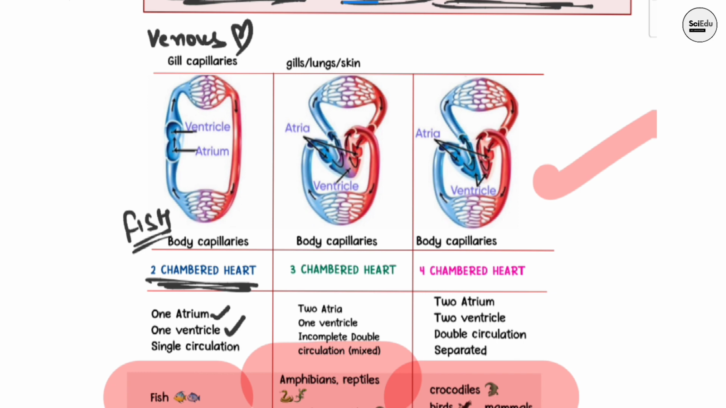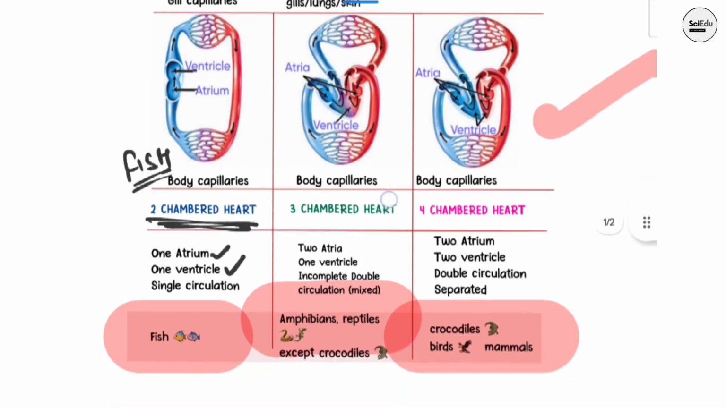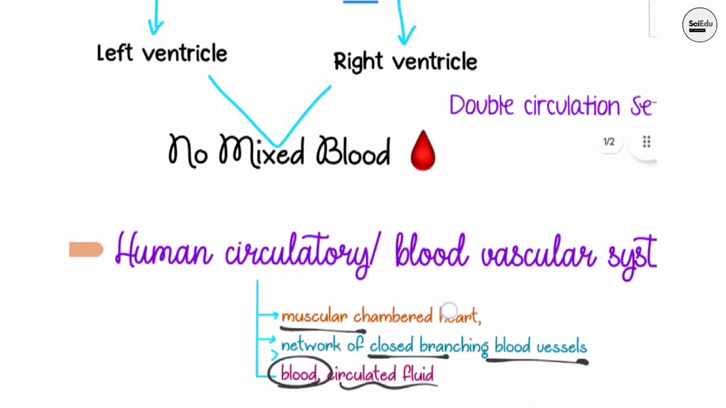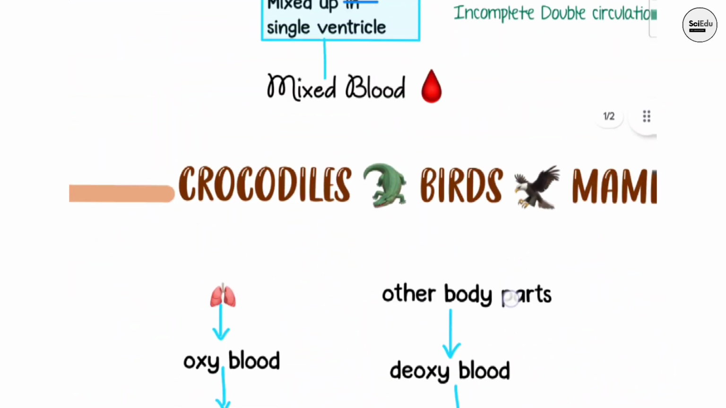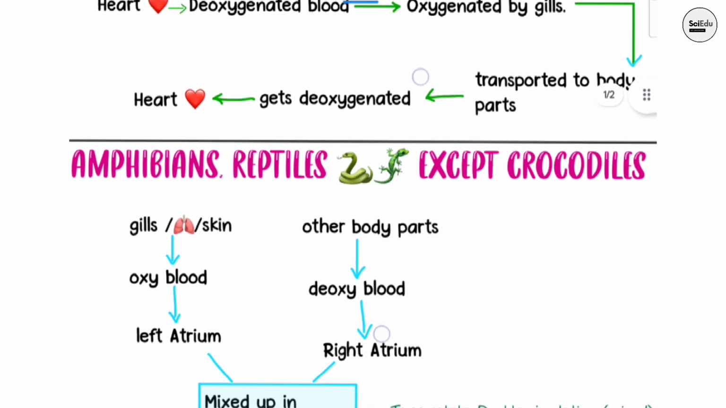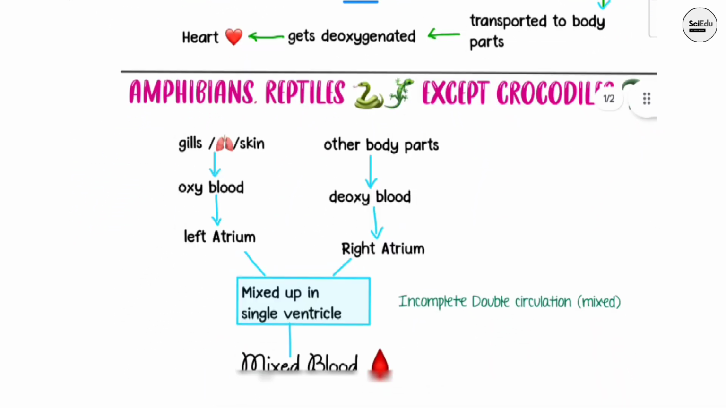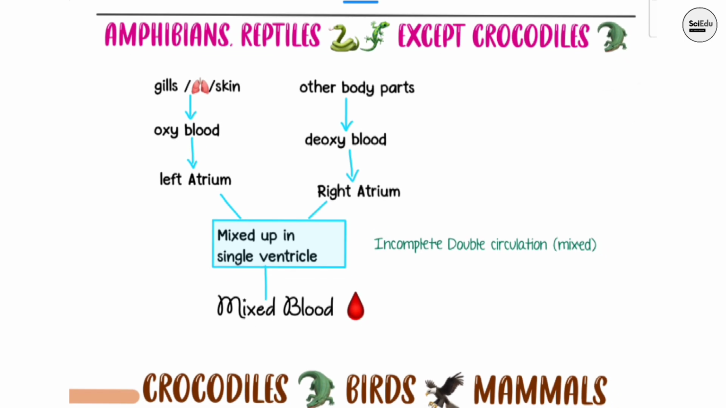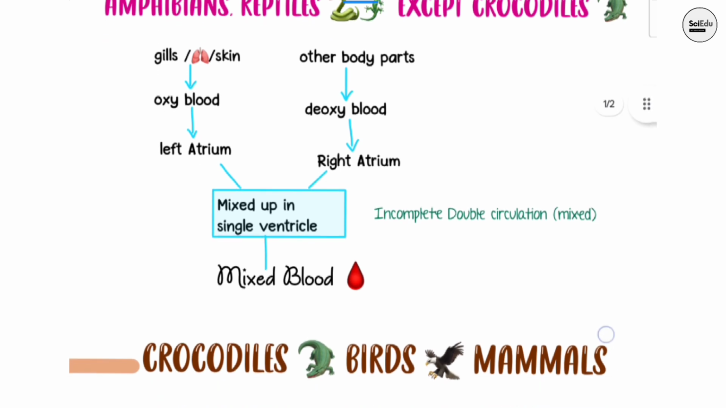In fishes, the heart pumps out deoxygenated blood which is oxygenated by the gills and supplied to the body parts, from where deoxygenated blood is returned to the heart, single circulation. In amphibians and reptiles, the left atrium receives oxygenated blood from the gills, lungs, skin, and the right atrium gets the deoxygenated blood from other body parts. However, they get mixed up in the single ventricle which pumps out mixed blood, incomplete double circulation.